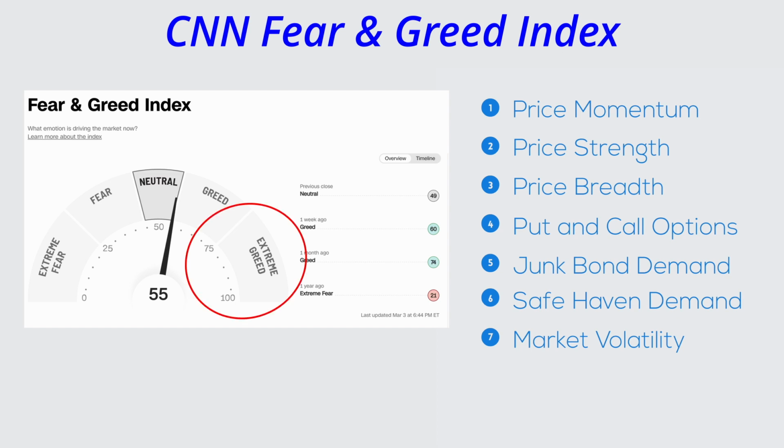On the other hand, when the Fear and Greed Index is above 70, it suggests that investors are exhibiting greed and the market sentiment is bullish. At this level, investors are more likely to buy stocks and take on more risk in the hopes of earning higher returns. This can lead to an upward pressure on stock prices.